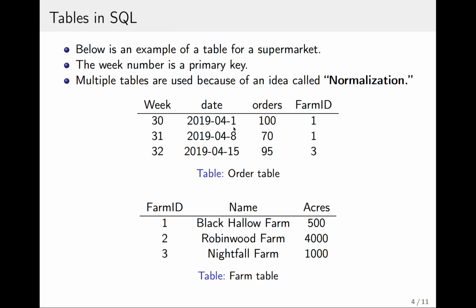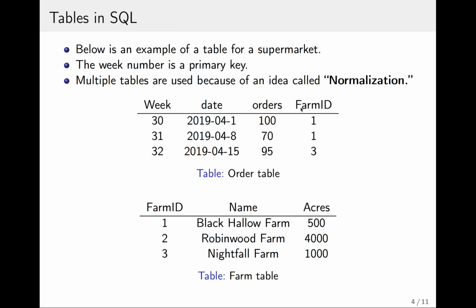So here we have two orders from one farm, and we could have written the farm name here. Instead of having a farm ID, we'd have the farm name here. We'd have Black Hallow Farm here, then Black Hallow Farm here. But one of the issues is what happens if the farm changes its name, so it changes owners or gets bigger.